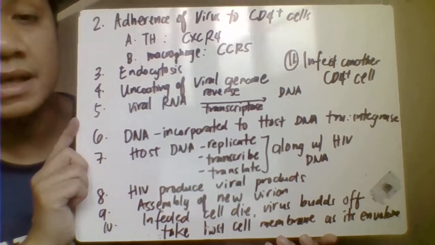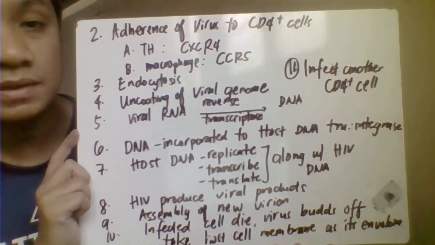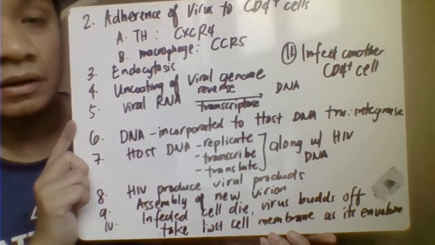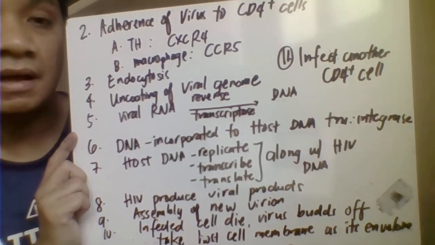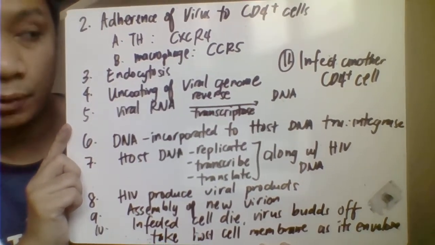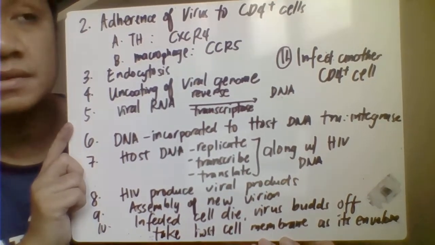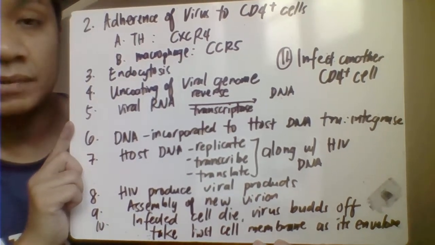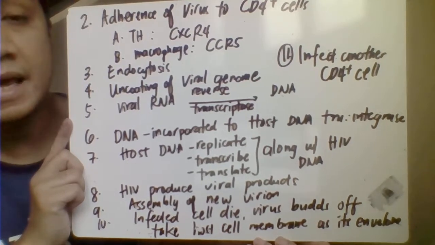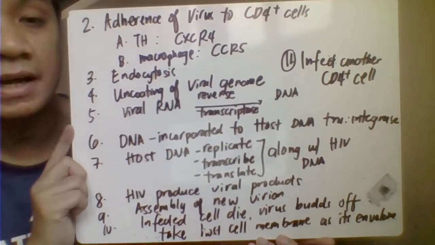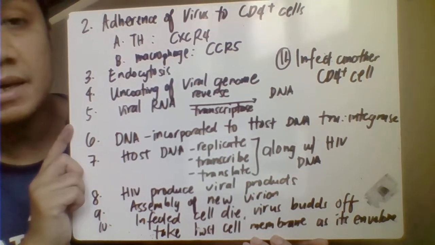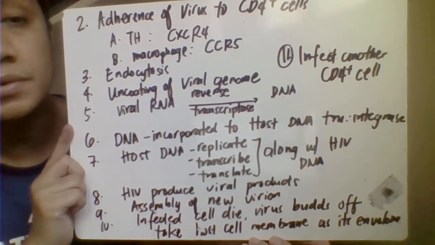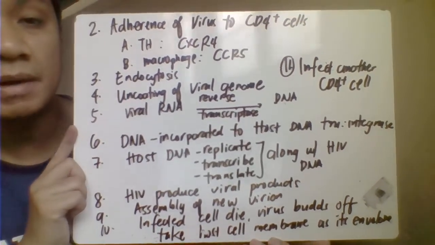And after the adherence, the virus undergoes endocytosis. So, papasok na siya sa loob ng cytoplasm ng mga CD4 positive cells natin. Once the virus is already inside the CD4 positive cell, it tries to uncoat. Uncoating here, it tries to release its viral RNA. Once it uncoats, the viral RNA will be transcribed to DNA by the reverse transcriptase enzyme na ginagamit ng virus. So, pag naging DNA na kanyang viral RNA, next it needs to integrate that to the host DNA by using another enzyme, integrase.